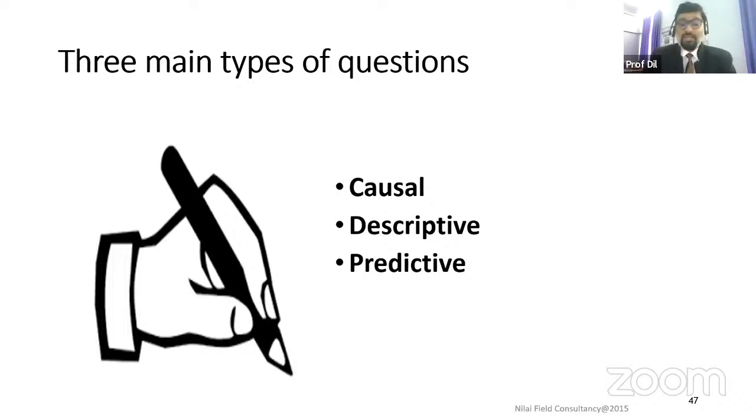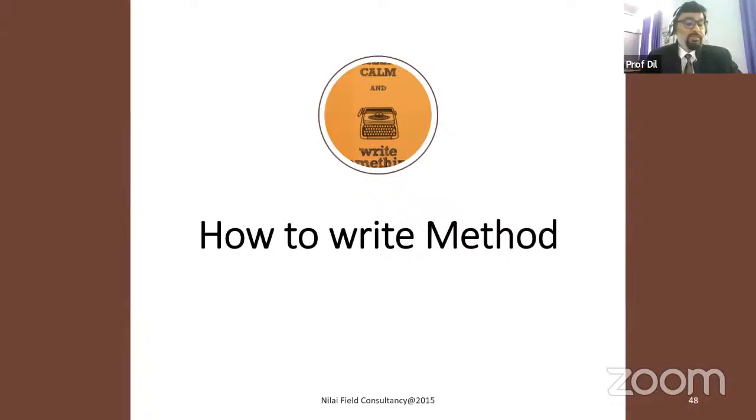Now I'm connecting that to how to write the method. This is an amazingly important topic, with which many papers are rejected. Here you have to mention the context, the population, the designs, the measurements you are using, the tools, and what kind of reliability this measurement has, all the things exactly. This is one of the major areas with which papers are rejected.